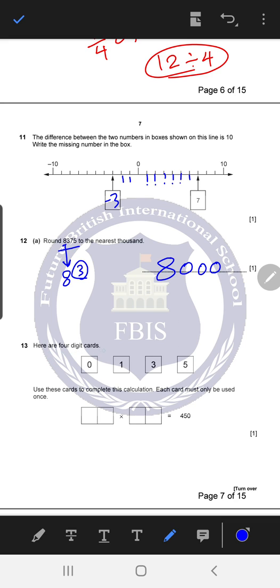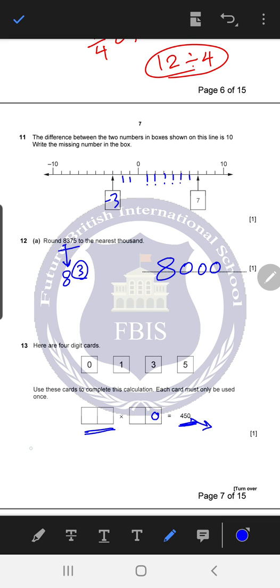Question number 13. Here are 4 digit cards: 0, 1, 3, and 5. Use the cards to complete this calculation. We need an answer of 450, so we will put 0 in the units. Now this 0 is here, is the first digit. So now we need to put the numbers, so that when we multiply them, we get 45.